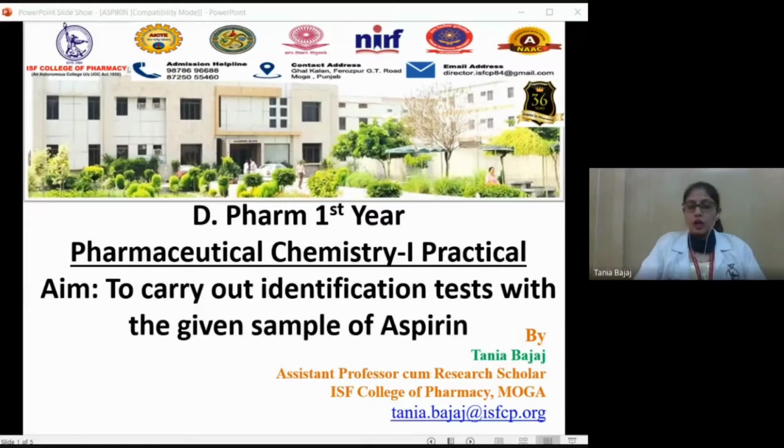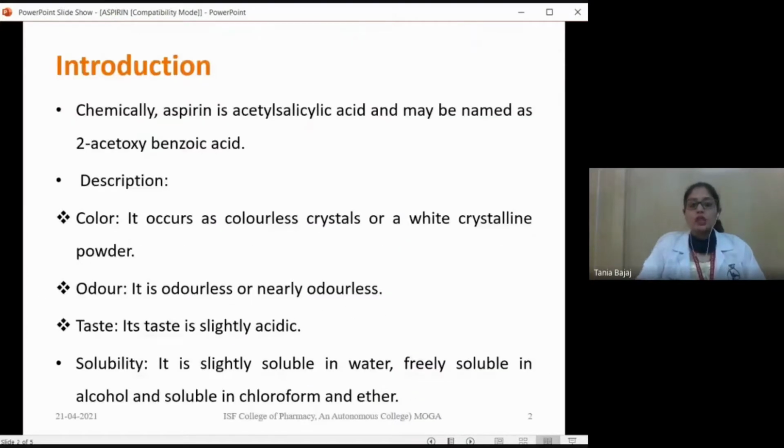Hello everyone, I am Tanya Bajaj, working as an assistant professor in the Department of Pharmaceutics at ISF College of Pharmacy, Moga. I am here to discuss the identification test practical with the given sample of aspirin for D.Pharm first year students. For that, we should initially know what actually aspirin is.